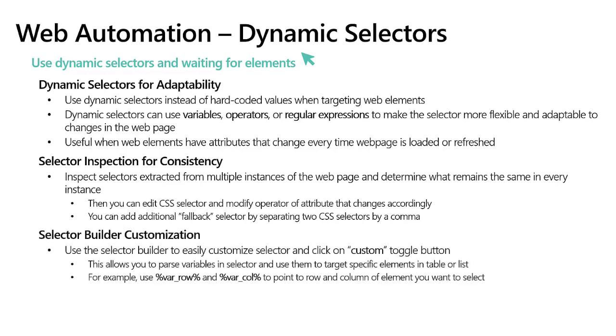You can easily customize the selector using the selector builder. This allows you to parse variables in a selector and use them to target specific elements in a table or list. For example, if you want to point to a row in a column of an element you want to select, you can use var row and var col.